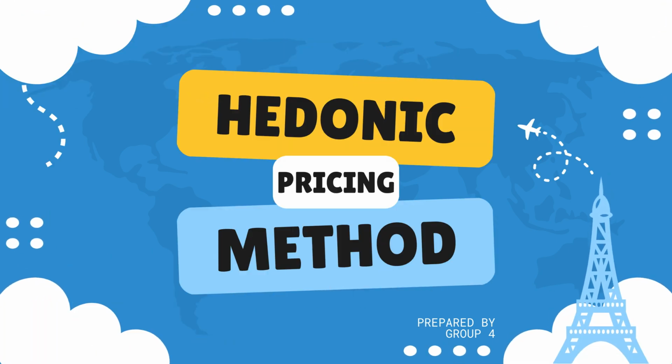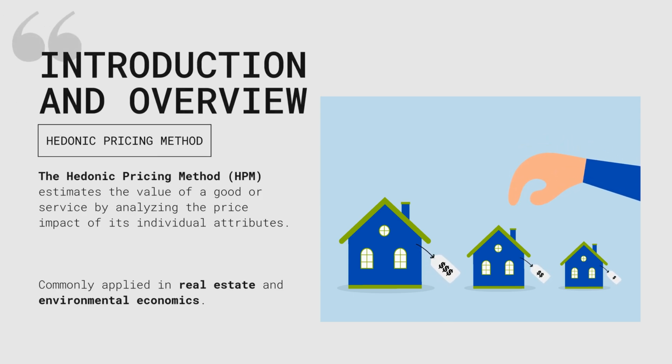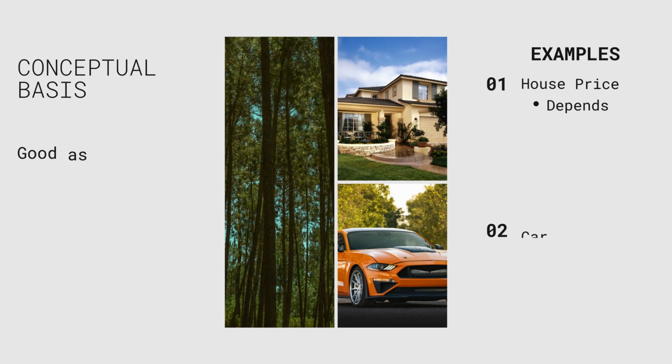Hedonic pricing method presented by group form. The hedonic pricing method, or HPM, estimates the value of a good or service by analyzing the price impact of each individual attribute. HPM is commonly applied in real estate and environmental economics.